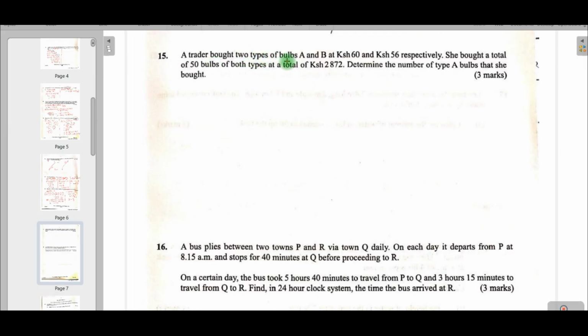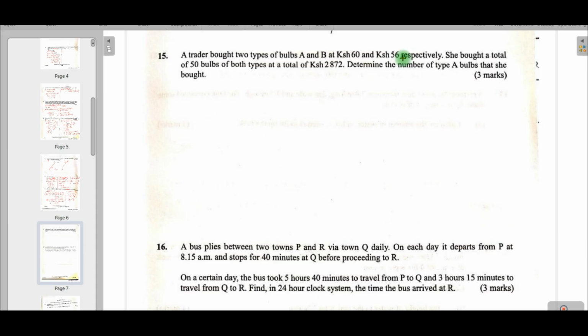A trader bought two types of bulbs, A and B, at 60 Kenyan shillings and 56 Kenyan shillings respectively. She bought a total of 50 bulbs of both types at a total of 2,872. Determine the number of type A bulbs that she bought.